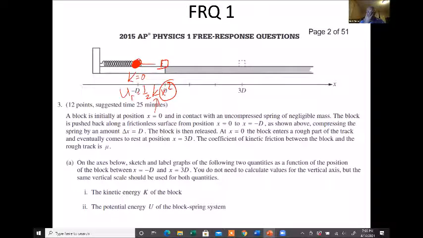All right, then we're going to let it go. And when we let it go, we know the spring is going to shoot out this way. And as it shoots out, what happens to the amount of potential energy as the spring shoots out? It turns into kinetic energy. Right. So the potential energy goes down as kinetic energy goes up. So let's go to the graph here and see what happens.